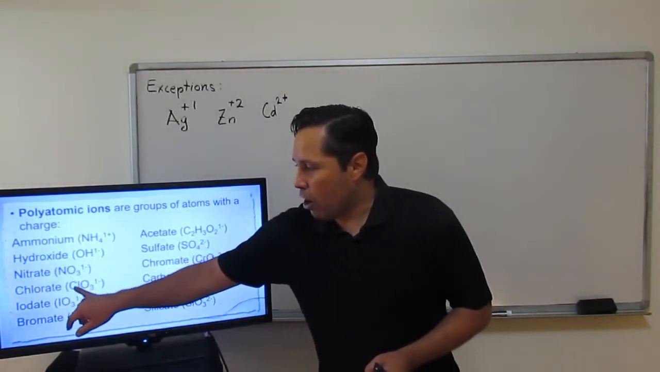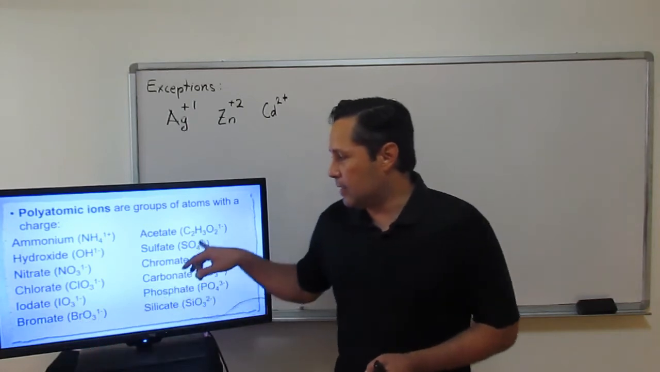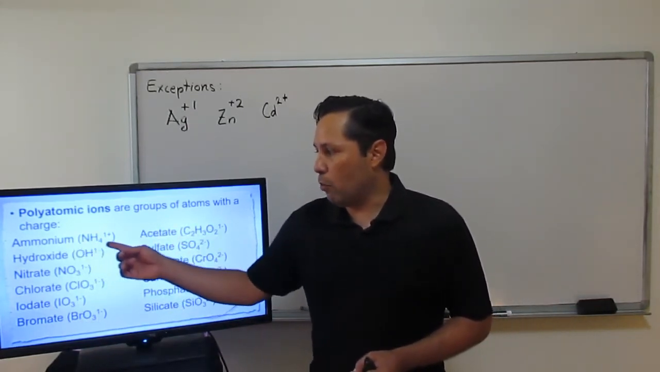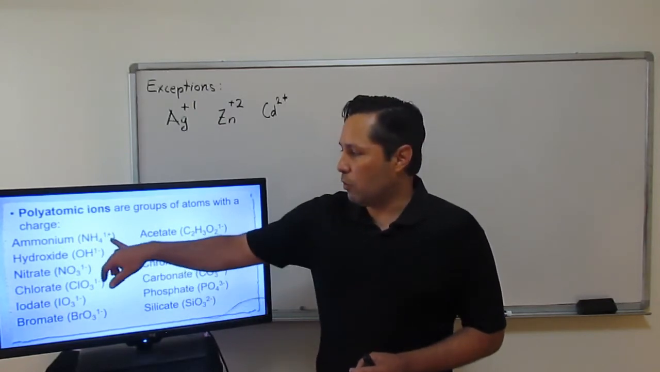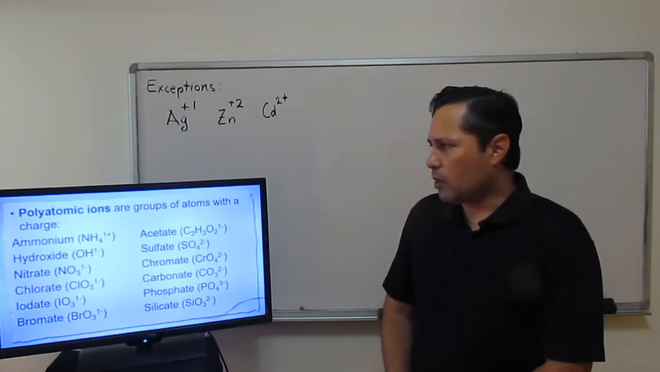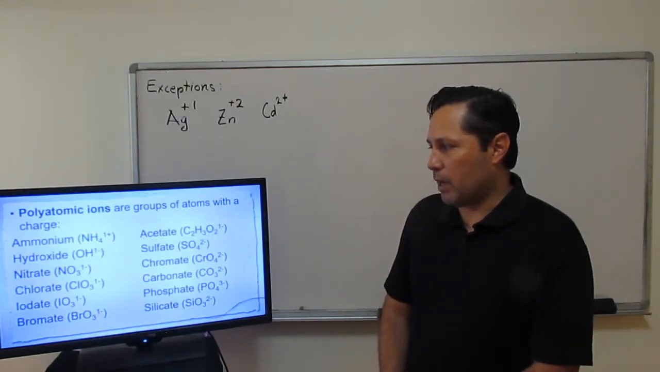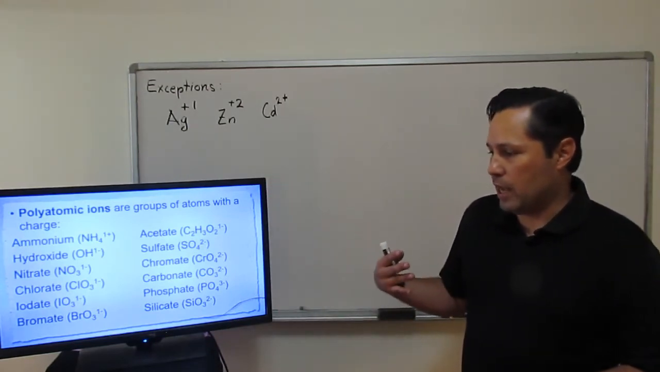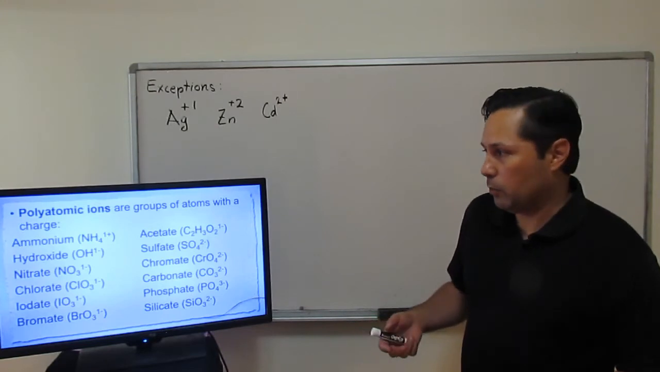And notice that they have an oxygen. All of these with an ATE ending have an oxygen. I added two more: hydroxide and ammonium. Ammonium is the only one here with a +1 charge. Alright, so those are all of our polyatomic ions, and we're going to use this. You want to keep this slide handy as we go through the names, as well as your periodic table.